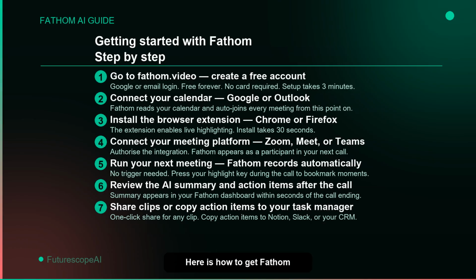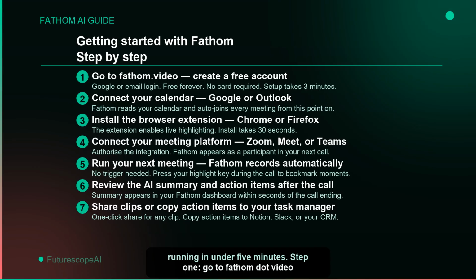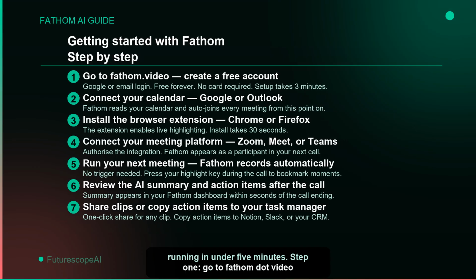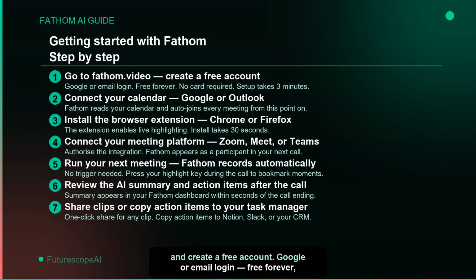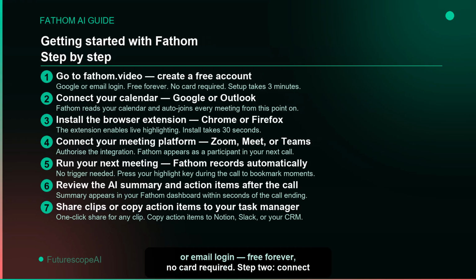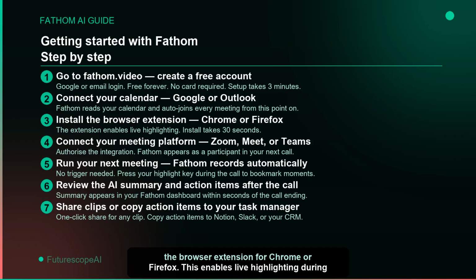Here is how to get Fathom running in under 5 minutes. Step 1. Go to fathom.video and create a free account. Google or email login, free forever, no card required. Step 2. Connect your calendar. Link your Google or Outlook calendar and Fathom reads your upcoming meetings automatically. Step 3. Install the browser extension for Chrome or Firefox. This enables live highlighting during calls.